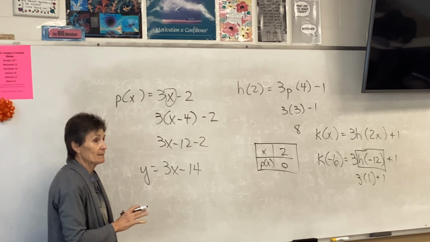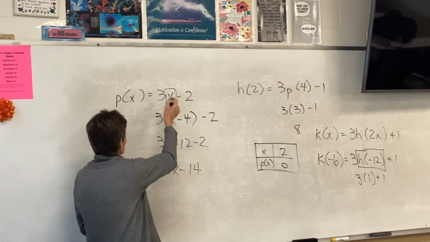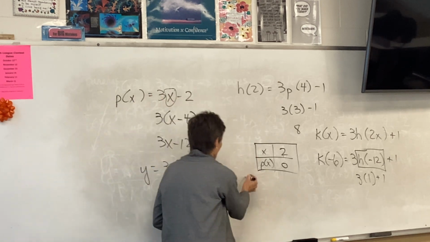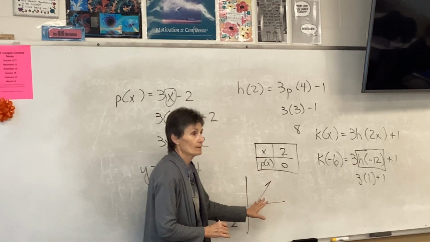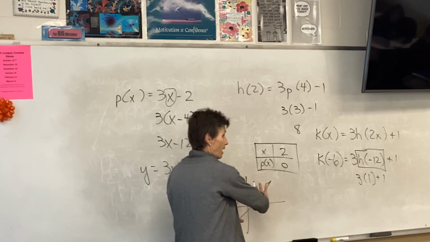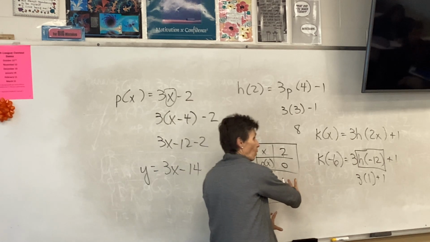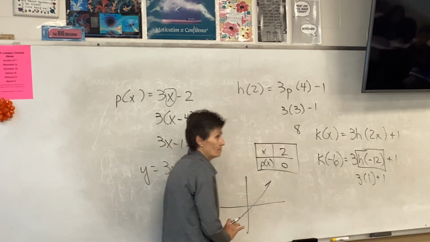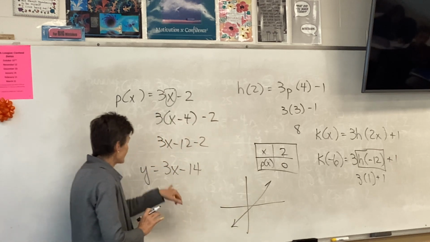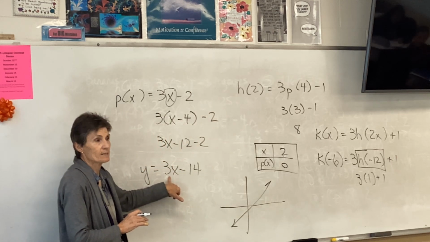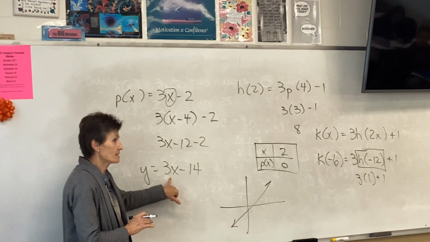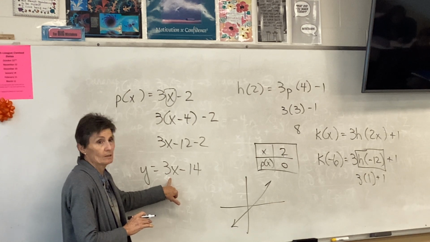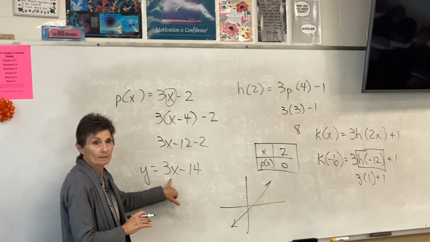Now, I want you to think about that for a second. This original p function was a line. You picked up the line and moved it 4 units to the right. Does it make sense that its slope would still be 3? Yeah. Absolutely. Does it make sense that its y-intercept would change? Yeah. Absolutely.